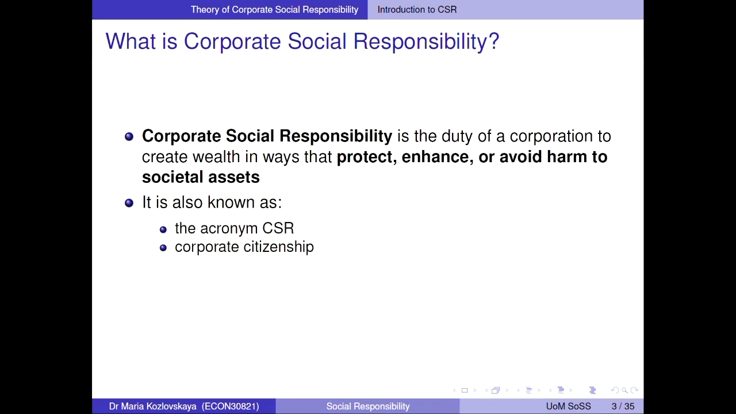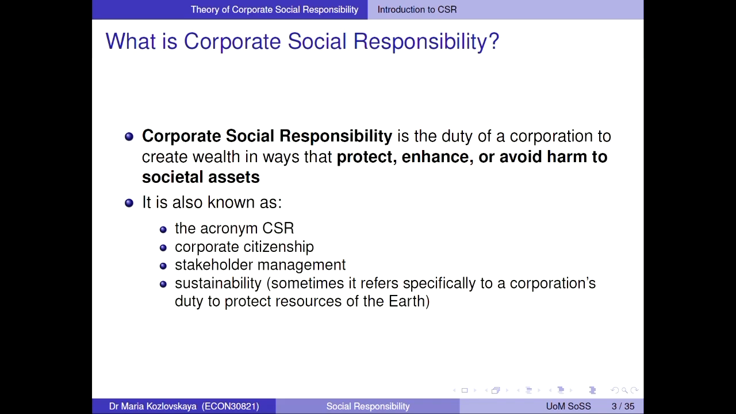Corporate social responsibility, also sometimes called corporate citizenship or stakeholder management, if we look at it from a positive rather than normative perspective, from the perspective of the corporations themselves, why they want to do it, because they want to manage their stakeholder relationships. Or sustainability, although sustainability refers sometimes more narrowly to the particular duty of a corporation to protect the earth, whereas more broadly, those duties also include duties towards the labor force, the community, and other stakeholders.